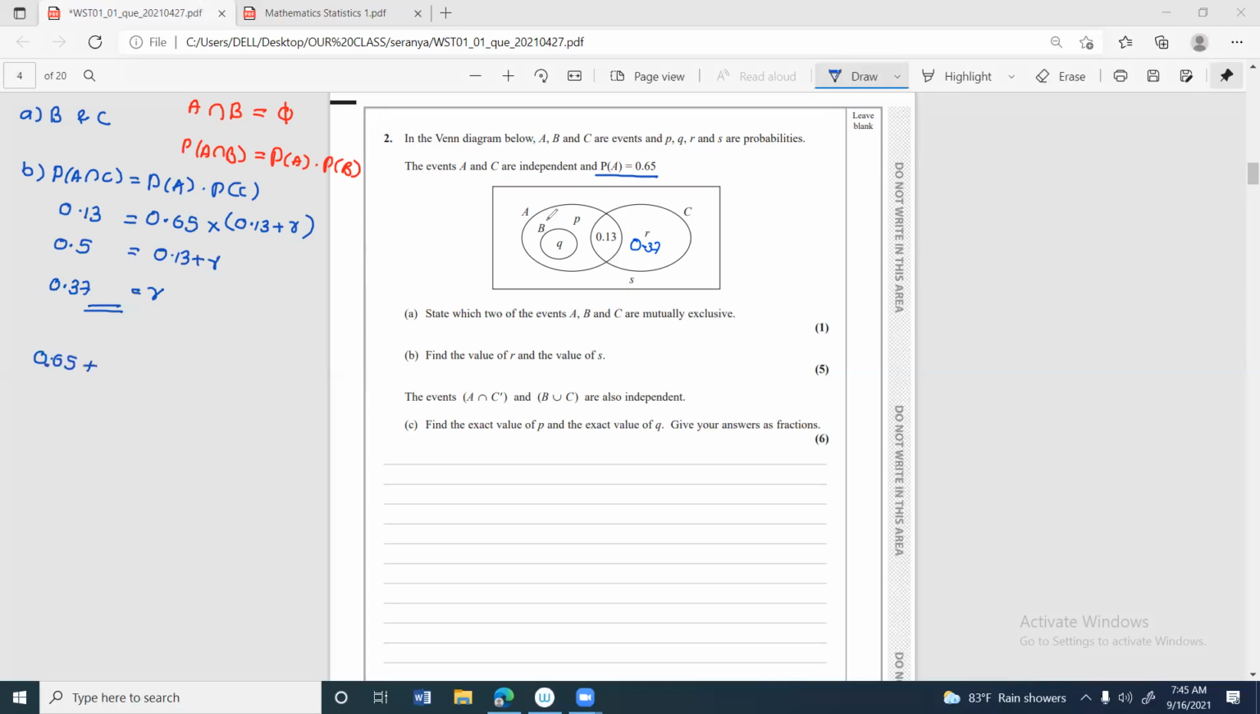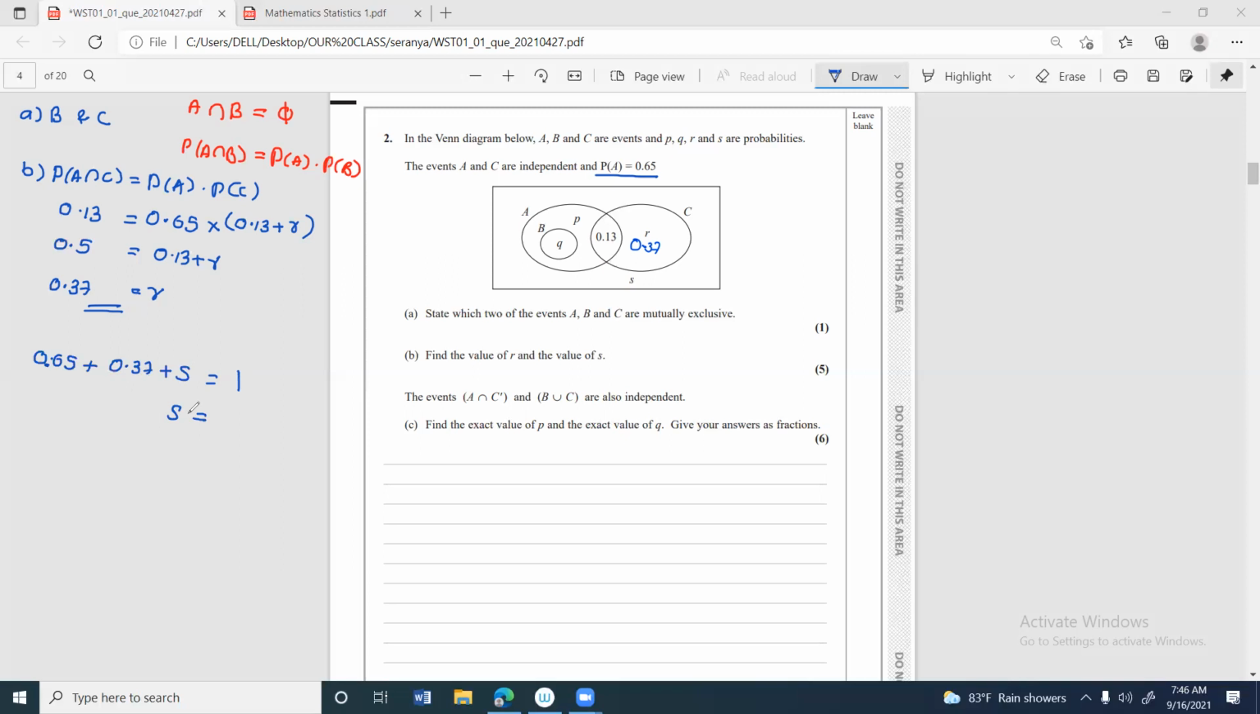That indicates all the elements over here and this region, 0.37 plus S. So when you add these regions all together, that completes the entire diagram. Therefore, it turns out to 1. As a result, you can say S is equal to 1 minus 0.65 plus 0.37.